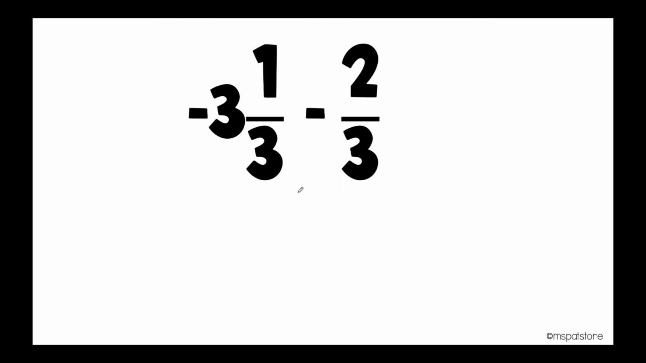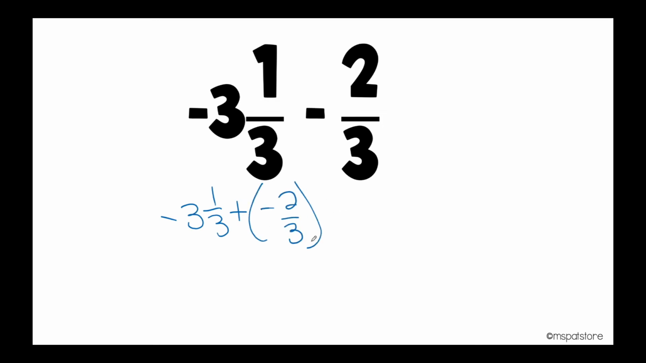Pause the video and try to do this one by yourself. All right, so let's see. The first thing that I notice here is that, again, they have the same denominator. So I do not have to find the least common denominator. Remember, you need to add the opposite of the second number. In this case, I am subtracting negative 3 and 1/3 minus positive 2/3. So let's write it down here. Negative 3 and 1/3 plus the opposite of positive 2/3, which is negative 2/3.